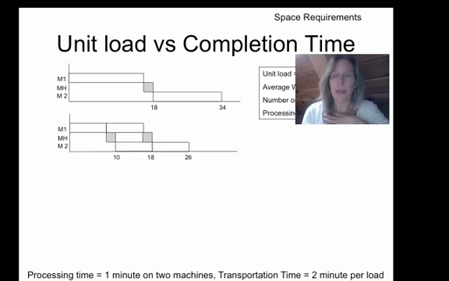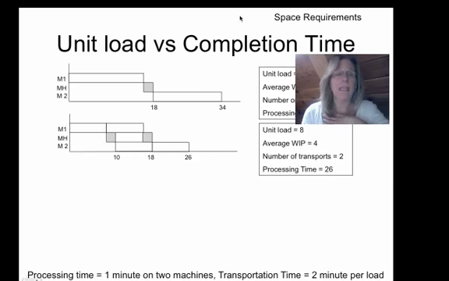Now if we contrast that to a unit load of 8, in this case you process 8 units on the first machine, transport it, and then you process the next 8 units for 8 minutes on the second machine. And then this is the second batch of 8, because you're processing a total of 16 to compare it to this unit processing. And then it's transported, and then you process it for another 8 minutes.